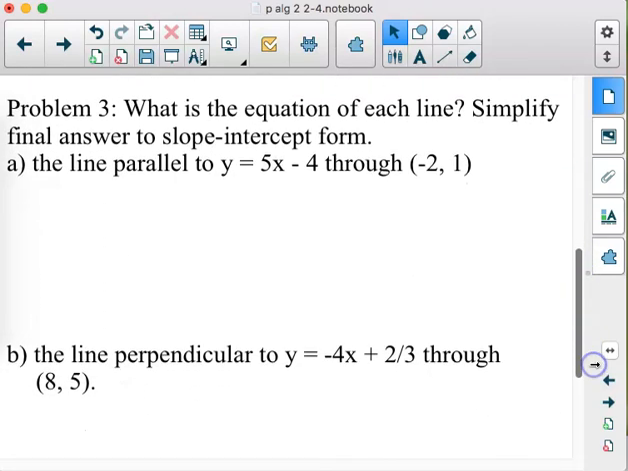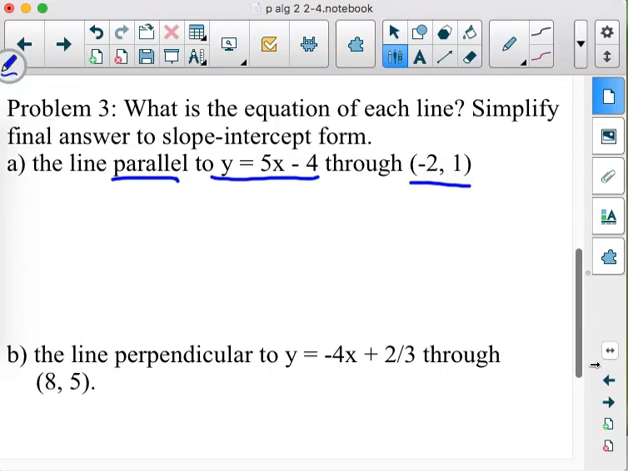So this one says, what is the equation of each line? Well, I don't know. I need more information. Simplify final answer to slope-intercept form. Okay. What do they want? They want a line that is parallel to this one through that point. So I think about what we just did in the last problem. And I think they took slope away from us again. Somewhere up here, there is a slope that I have to use. What is the slope? It is 5.